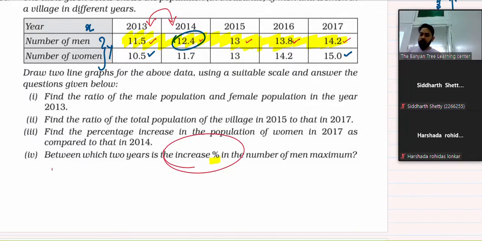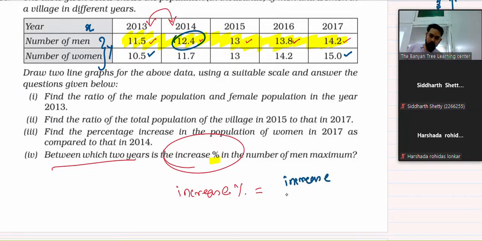And between which 2 years? Yeah, so we have to find the increase percentage as well. So how will you find the increase percentage? What is the formula for increase percent? Can you tell me? Increase percent's formula is increase upon original value into 100. This is the formula.